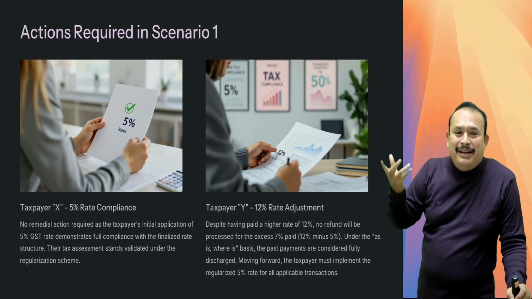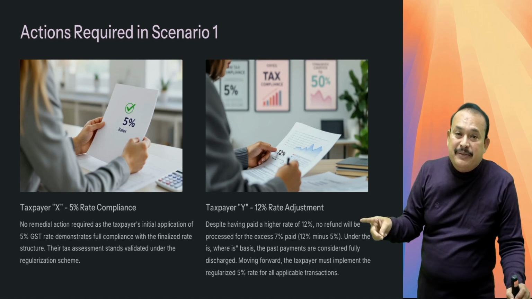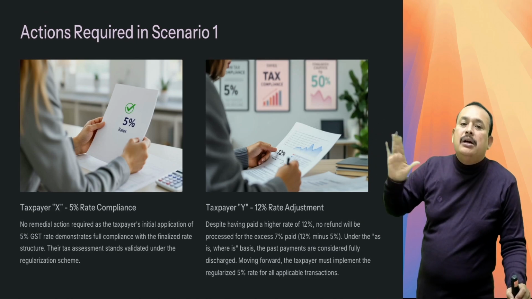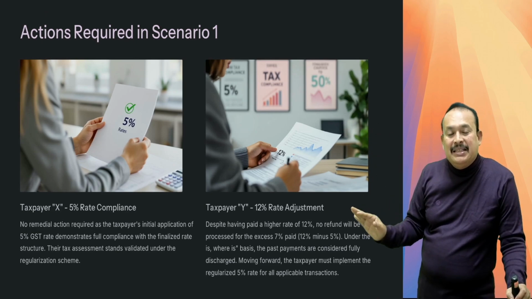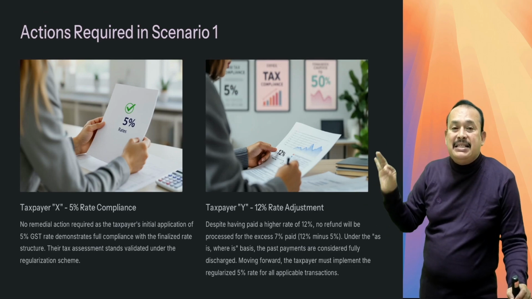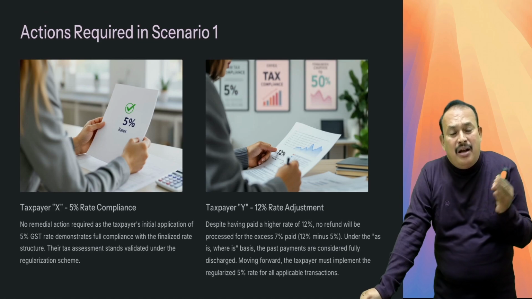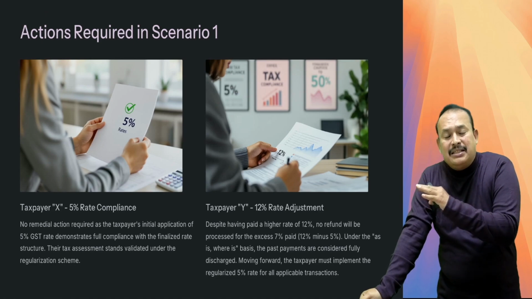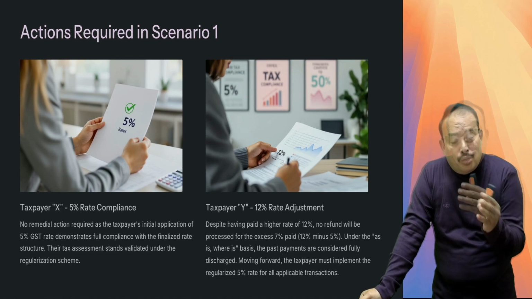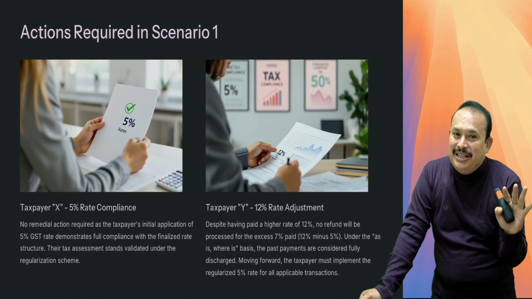Whatever Y paid extra, 7%, namely 12% minus 5%, the 7% differential amount, refund is not allowed, because the matter has been decided and settled on an "as is, where is" basis. From today onwards, taxpayer X and taxpayer Y both have to pay for the given product at 5% GST only.